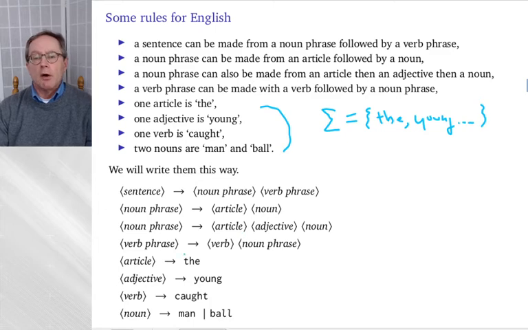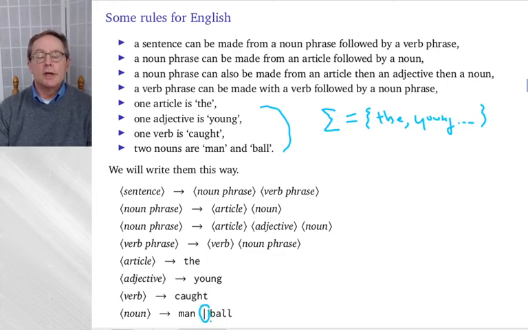Verb phrase, article, adjective, verb, and down here, the last one. So up here I had noun, two different ways to construct noun phrase. On the bottom line, I really have two different ways to construct noun. Noun can be man, noun can be ball. I could have written it as two different lines, but instead I chose to use a vertical bar here.